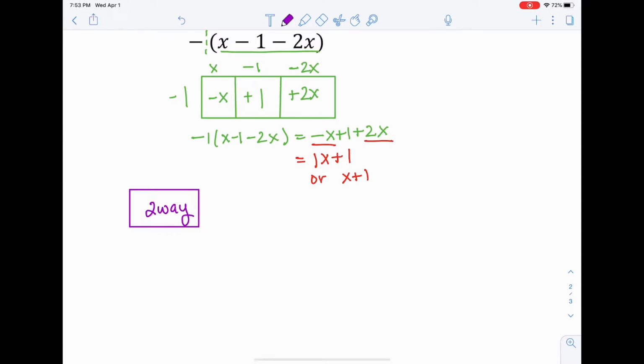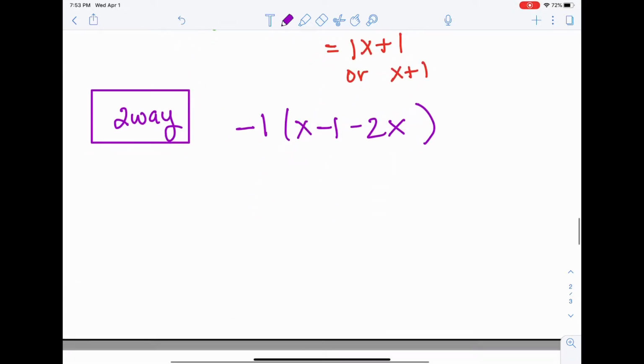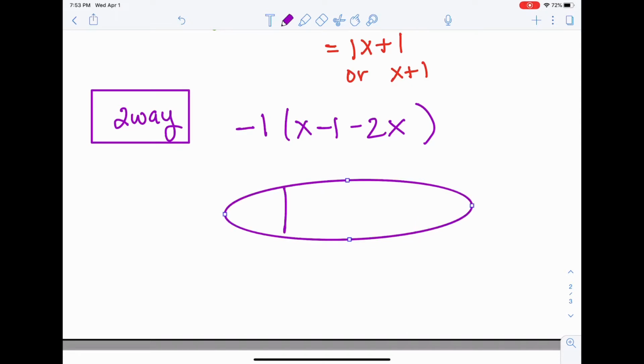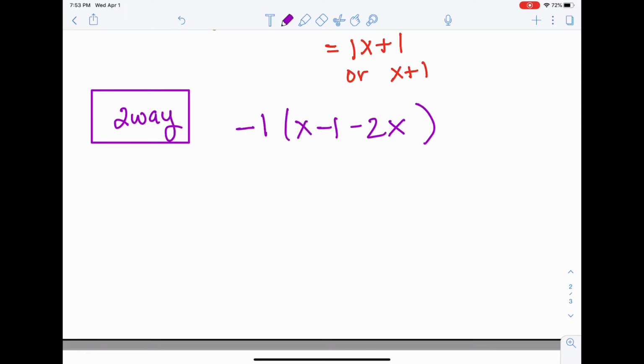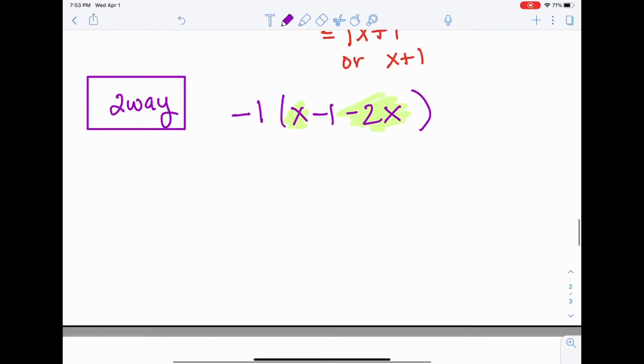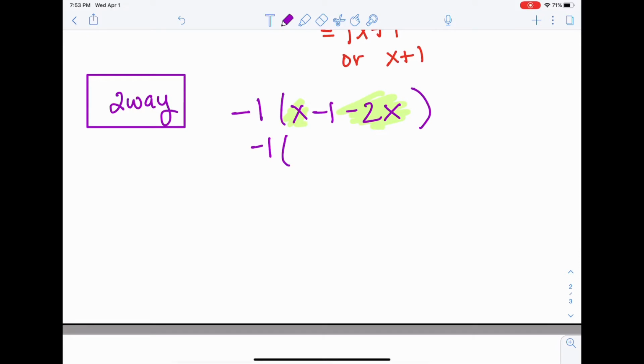Okay, so let's go ahead and rewrite the problem. -1 times x minus 1 minus 2x. So I'm going to set up my box. Oh, before I actually set up my box, we can actually combine terms first. So this has an x and this has an x. So what is x minus 2x? Well, x minus 2x is -1x, and then I still have that minus 1.